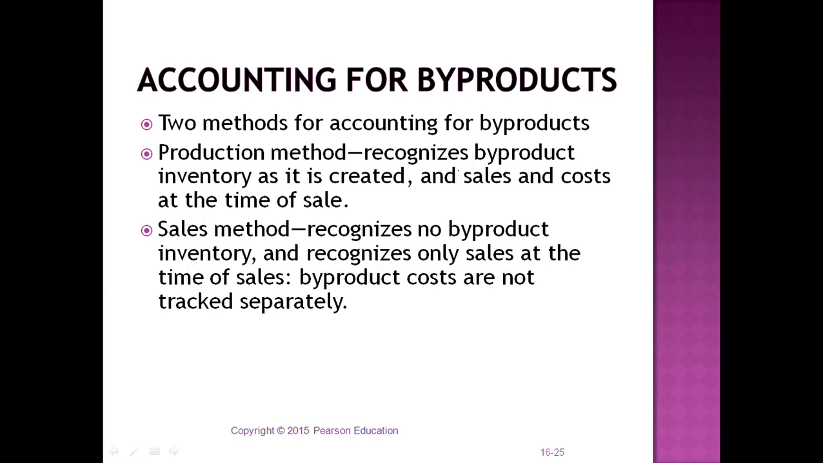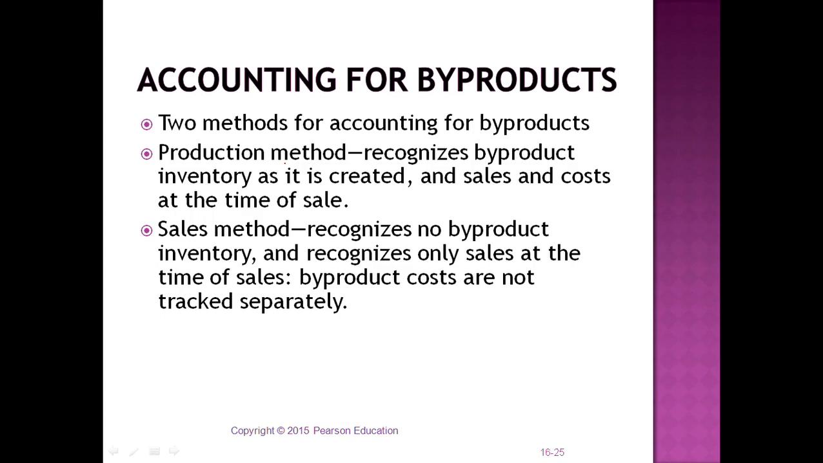Now, what is the difference between the production method and the sales method? Under the production method, you need to keep an inventory of the byproduct. I mean, you count it like a real product. While in the sales method, you don't keep any inventory. You don't track the inventory of the byproduct.